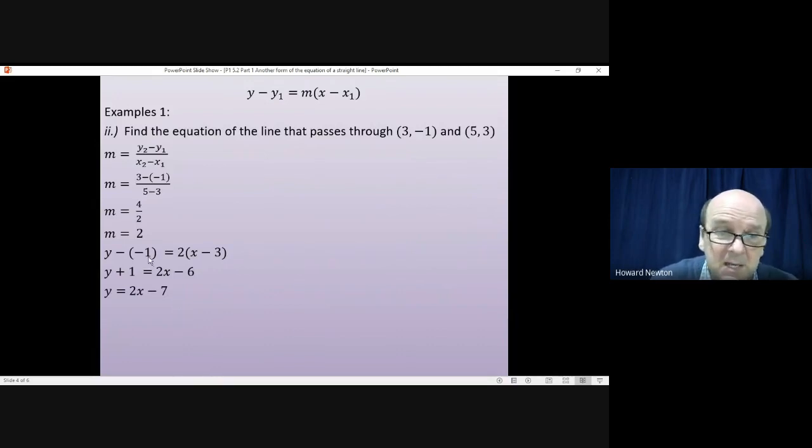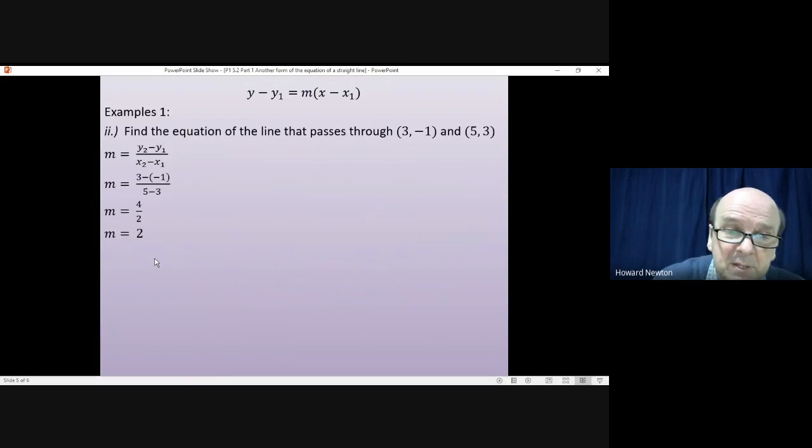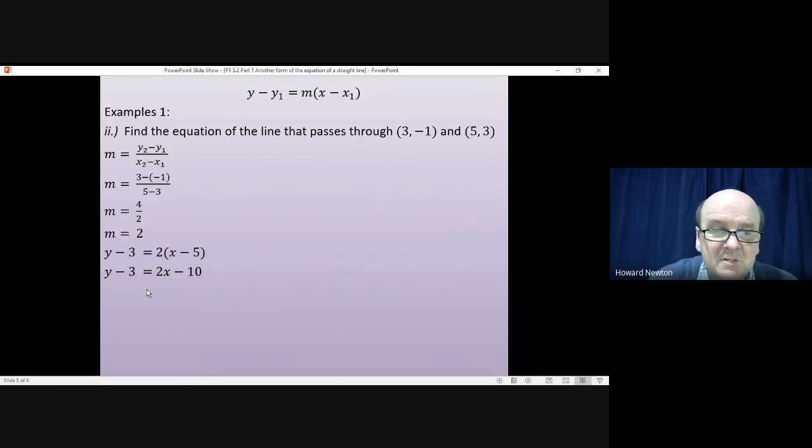Now, as I said, at this point, it didn't matter which point I used. I could have used 3, minus 1, or I could have used 5, 3. This time I'll use 5, 3, just to show that you do get the same answer. So if you use 5, 3, you'll get y minus 3 is equal to 2 into x minus 5. Multiplying out the brackets would give me y minus 3 is equal to 2x minus 10. And then rearranging that gives me y equals 2x minus 7, which is the same answer as I got before.